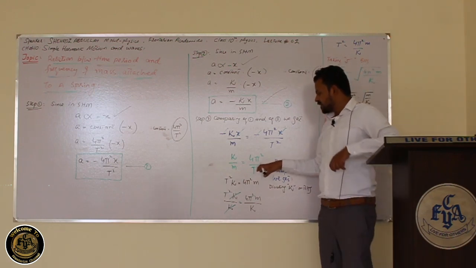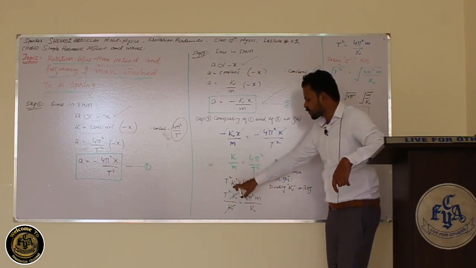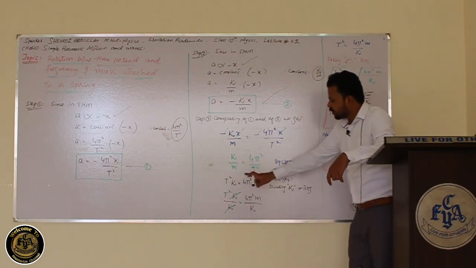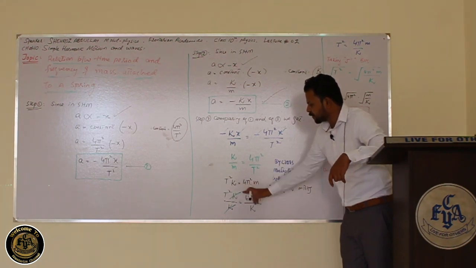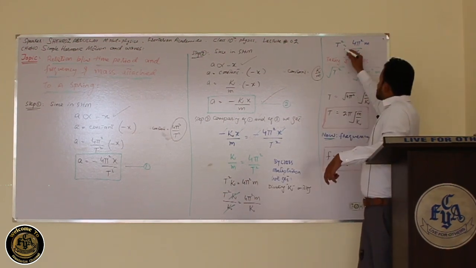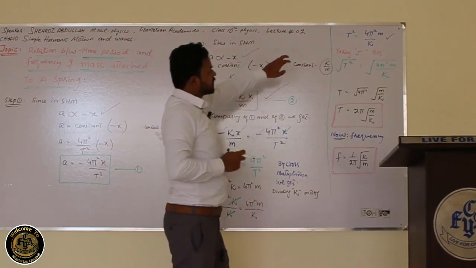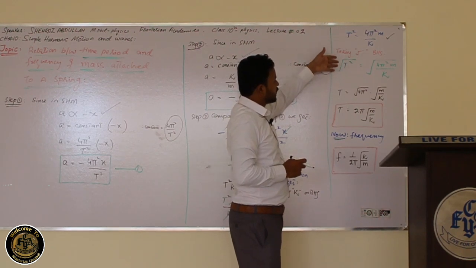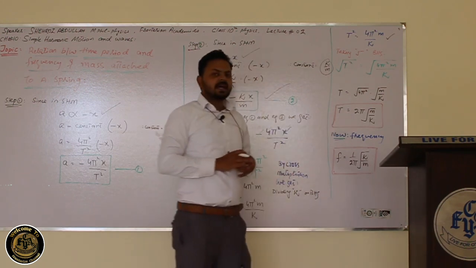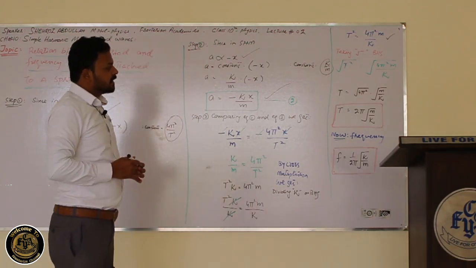Now to find the time period, we do cross multiplication. So t square will be multiplied with k, we get t square k, which is equal to 4 pi square multiplied with m. Now we divide both sides by k, so k will cancel, and we get t square equal to 4 pi square m divided by k. Now we take the square root of both sides. So t square under the root gives t, and t is equal to 2 pi under the root m by k, which is the basic equation for the time period of a mass spring system.